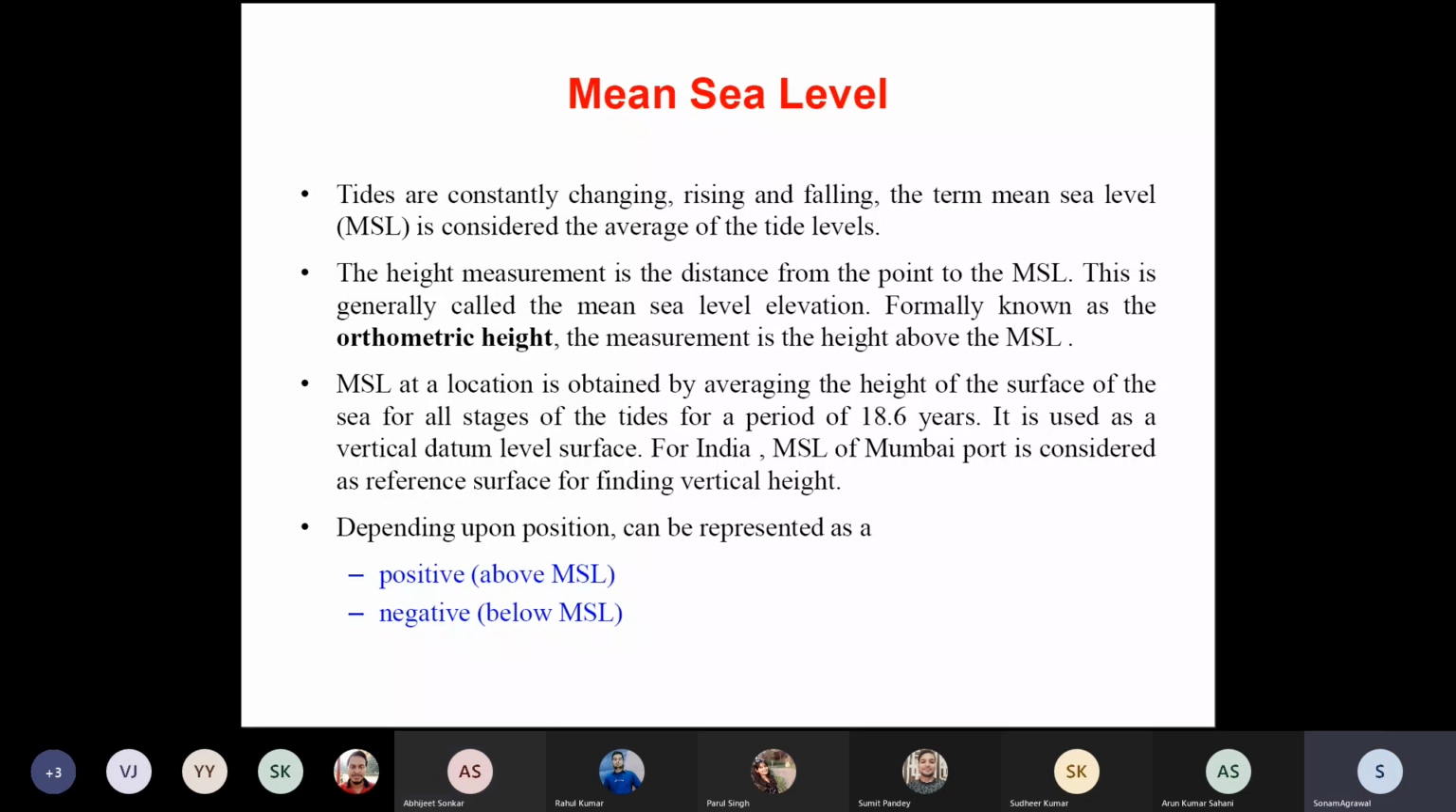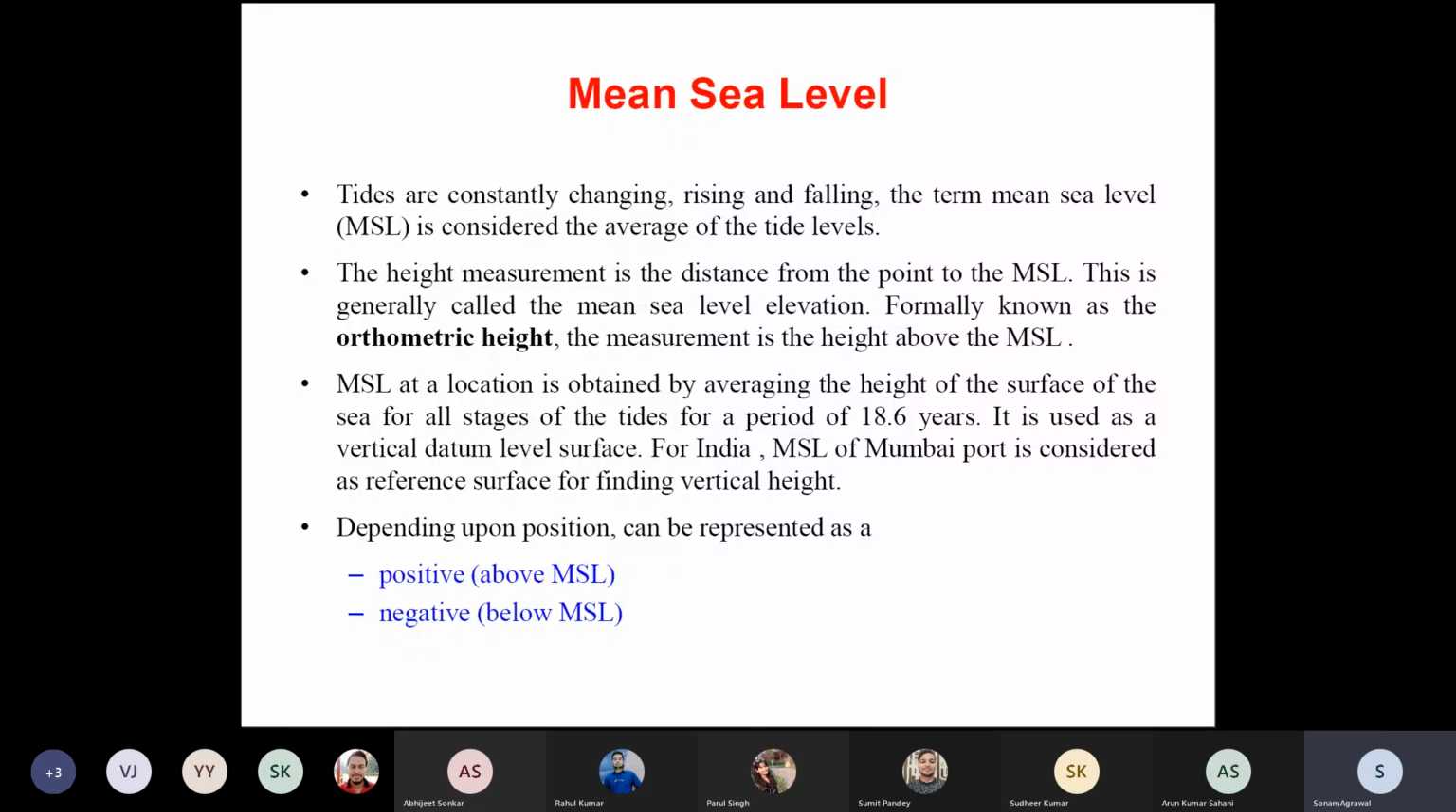So when we talk about how the mean sea level is computed, as it is written over here, mean sea level at a location is obtained by averaging the height of the surface of the sea for all changes of the tide for a period of 18.6 years. Different devices are used for this purpose to measure the level of the sea, and it is not for 1 or 2 days, it is exactly 18.6 years that they measure the height of the sea surface, and on the basis of that they give the level of mean sea level.